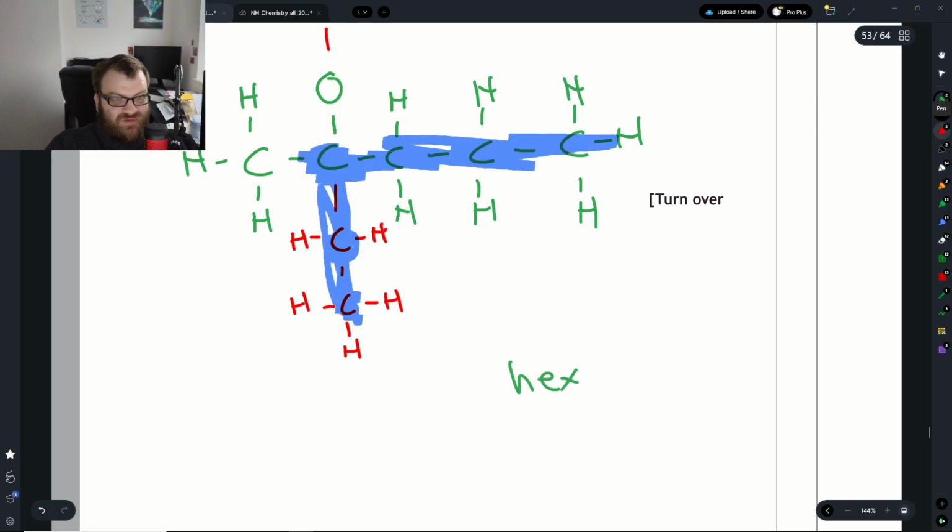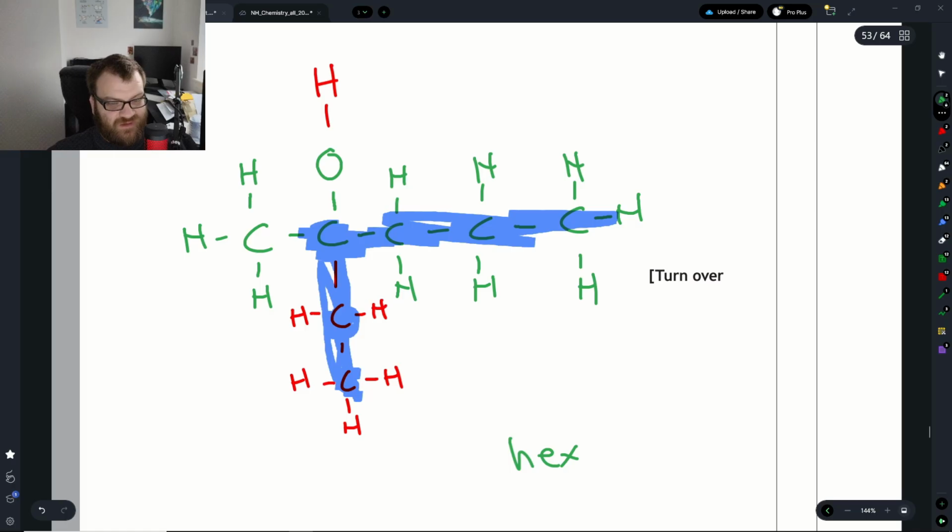The OH group this time is on the 3rd carbon, so we'd name from my bottom one here. So 1, 2, and then that gives you 3. So it's hexan-3-ol. And then our methyl group this time is off of the 2nd carbon.